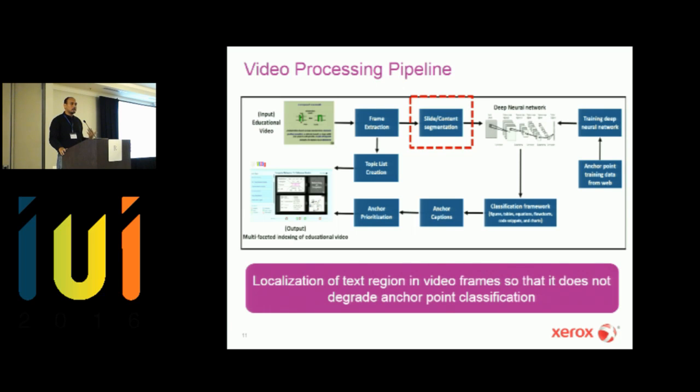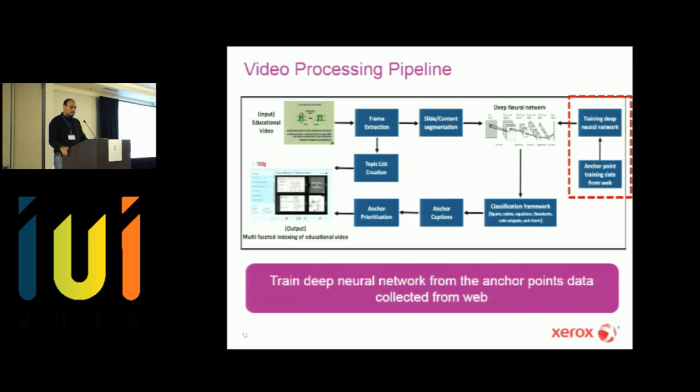What it essentially does is it tries to find where there is textual or visual content in the slide. So it tries to segment the regions which are visual heavy versus the textual heavy regions. The next step that we do, which is an in-parallel step, is that we go to the web. We find the training data for each of these anchor points. Each of these anchor points means diagram, figure, equations, and all of those anchor points.